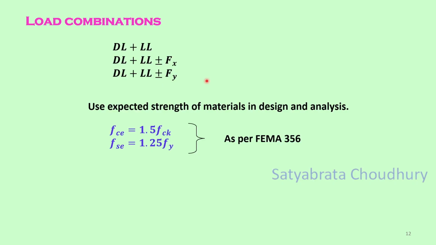And furthermore, you are not to use the limited strength of the materials. You have to use the expected strength of the materials. Expected strength also we have discussed in some video in our channel. You can look back. The expected strength of concrete is 1.5 fck, and expected strength of rebar steel is 1.25 fy as per FEMA guidelines. Instead of using this formula, you can also use the formula we have described in the video when we discussed the strength levels of the materials. There the value will be slightly different, but you can either use this simple formula or you can use those probabilistic formulas for expected strength.